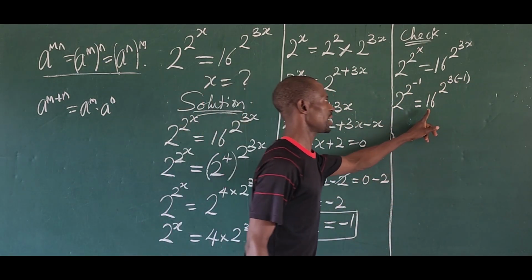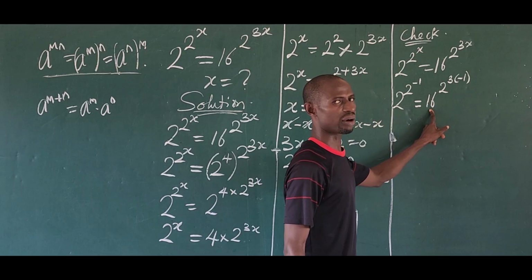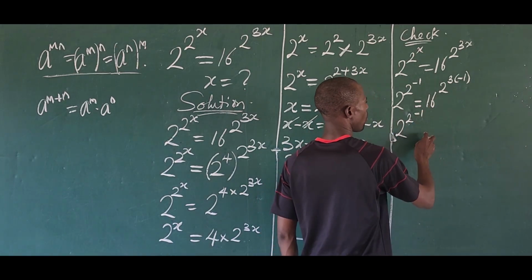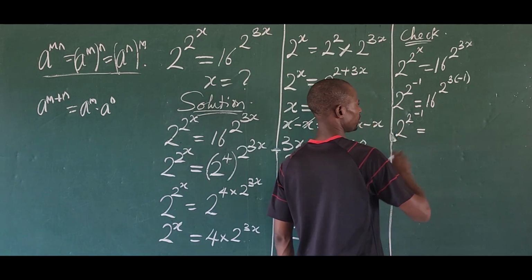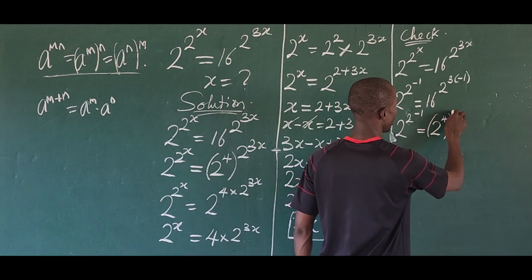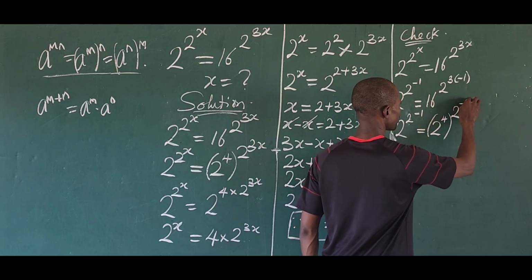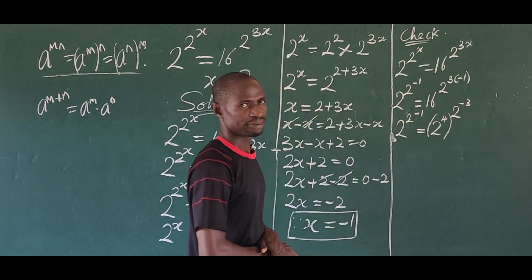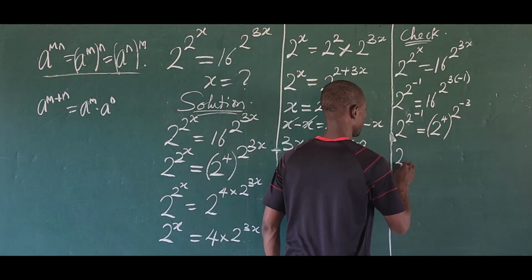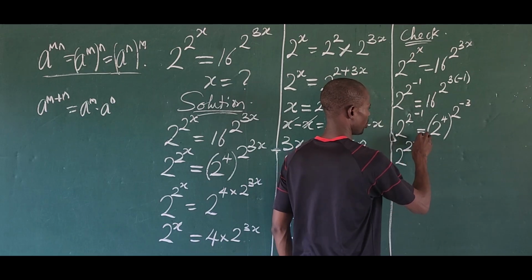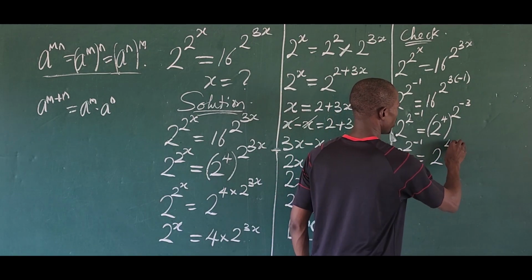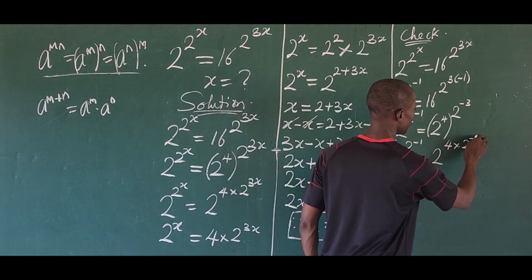Okay, remember we said 16 can be written as 2 to the power of 4. And so this is going to give us 2 to the power of 2 further raised to minus 1, equal to 2 to the power of 4, then in bracket, raised to 2 raised to minus 3. Easy. Good. So if we multiply this out, this is going to give us 2 to the power of 2 raised to minus 1 equal to 2 to the power of 4 times 2 raised to the power of minus 3.